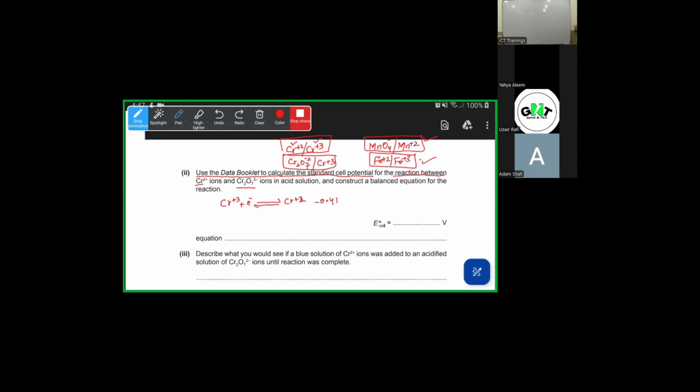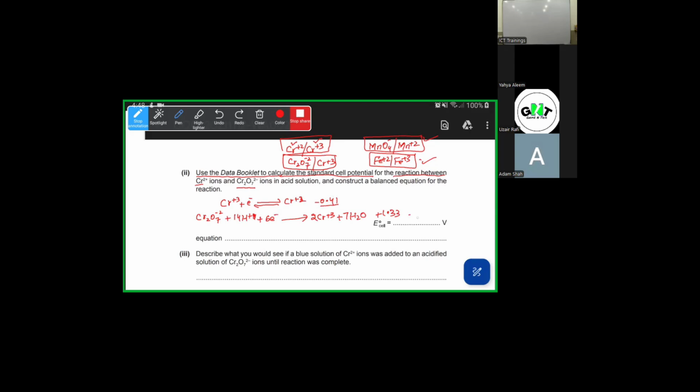Minus 0.41. Okay, now the second equation in which Cr2O7 minus 2 and Cr+3 is present. So Cr2O7 minus 2 plus 14H positive plus 6 electrons form 2 Cr+3 plus 7H2O, and what is the E naught of it? Plus 1.33. Okay, now if you look up here, this is the smaller value, so this one would be reversed.